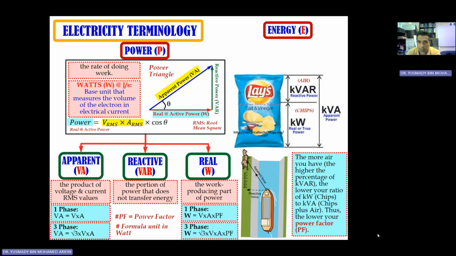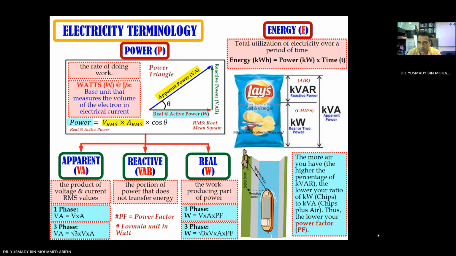And we have energy, electricity energy. The definition of electric energy is the utilization of electricity over a period of time. So in terms of the formula for electric energy, with unit kWh, kilowatt hours, it is power, and this power refers to the real power, multiplied by time.